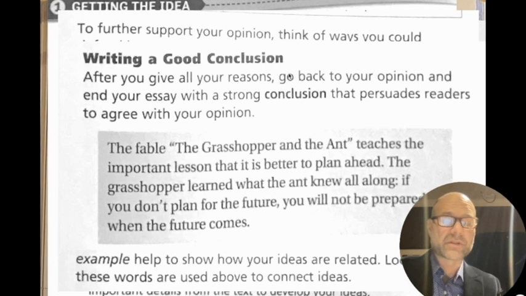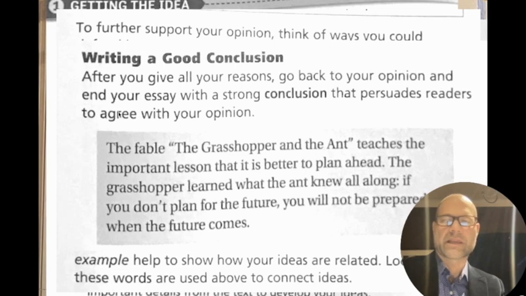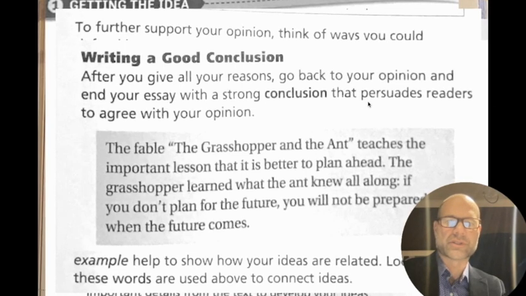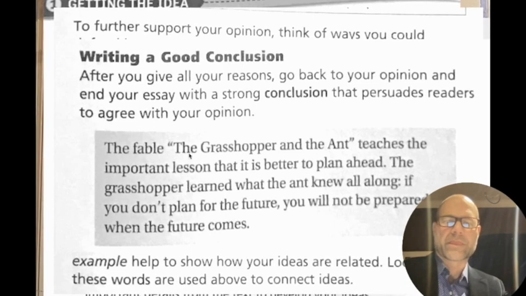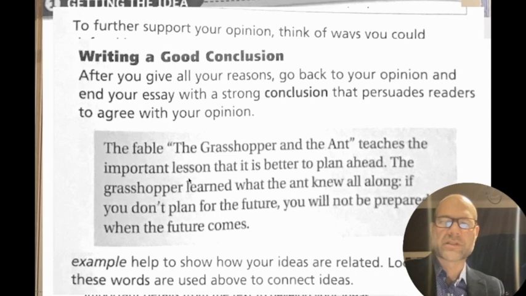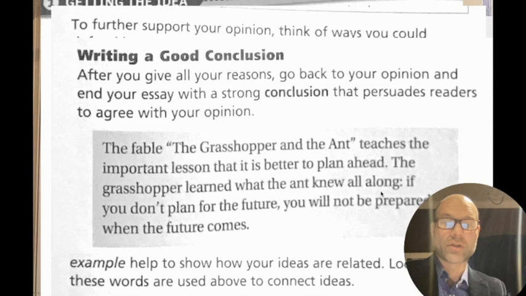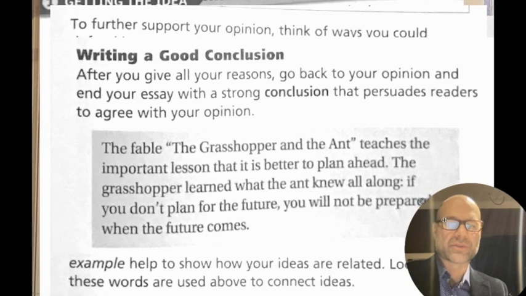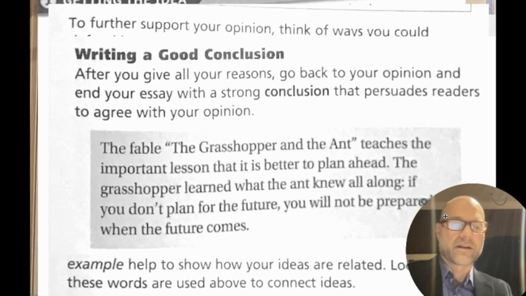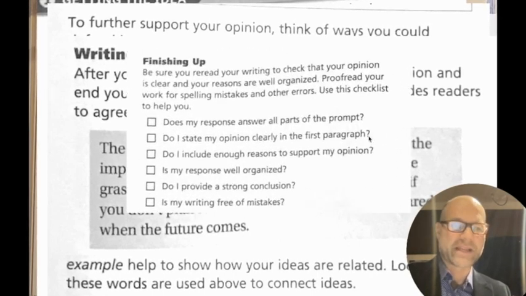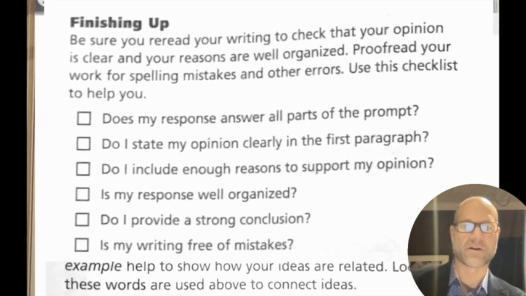So this would be your concluding or closing sentence. After you give all your reasons, go back to your opinion and end your essay with a strong conclusion that persuades readers to agree with your opinion. The fable, The Grasshopper and the Ant, teaches the important lesson that it is better to plan ahead. The grasshopper learned what the ant knew all along. If you don't plan for the future, you will not be prepared when the future comes. So, always wrap up your writing with a closing statement to kind of summarize it all.